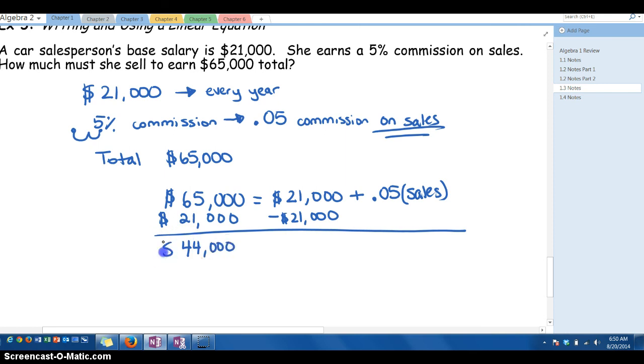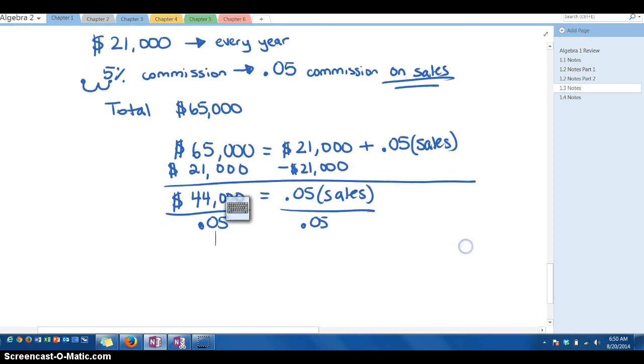$44,000 equals 0.05 times the sales. And last but not least, divide by 0.05, and we are going to get the sales equals. All right, go ahead and type this into the calculator, and we'll go over this first thing tomorrow.